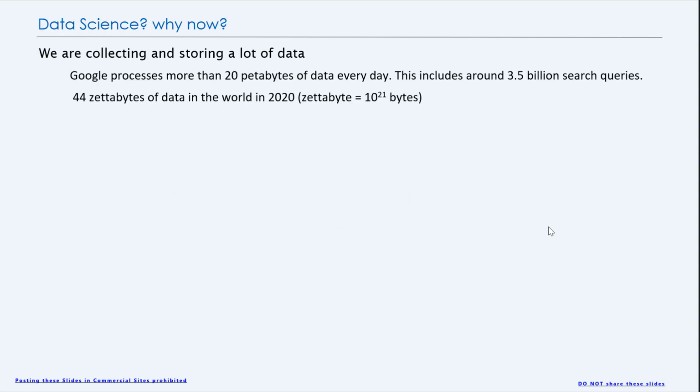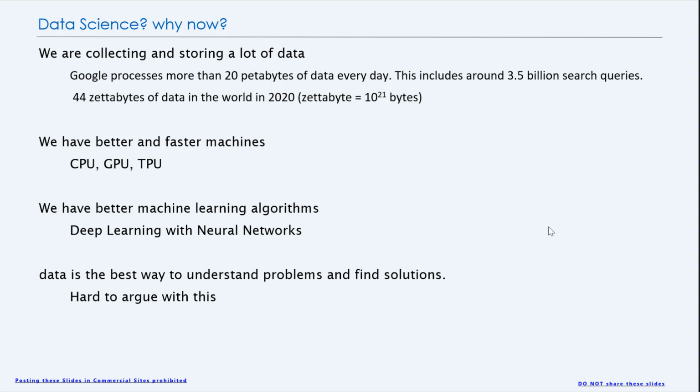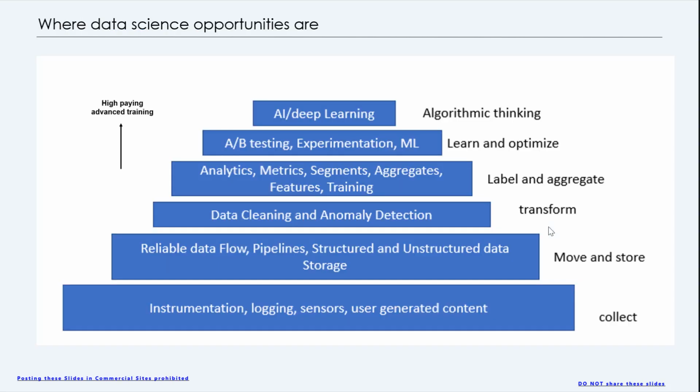So data science, why now? Because we are collecting a lot of data. Google processes more than 20 petabytes of data every day. That includes 3.5 billion search queries and so on. We have better and faster machines. Our CPUs are faster. We have GPUs, and we also have TPUs, standing for tensor processing units. We have better machine learning algorithms, such as deep learning with neural networks. Data is the best way to understand problems and find solutions. It's hard to argue with that.